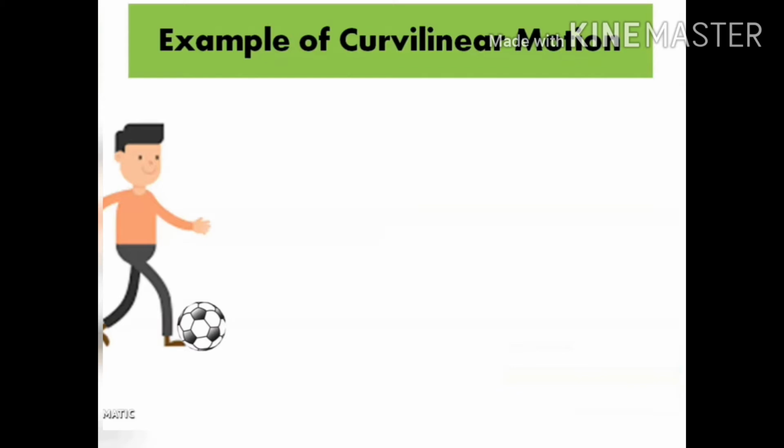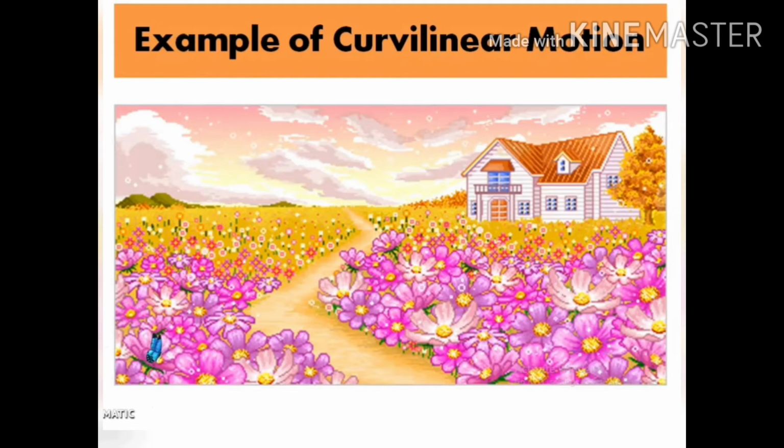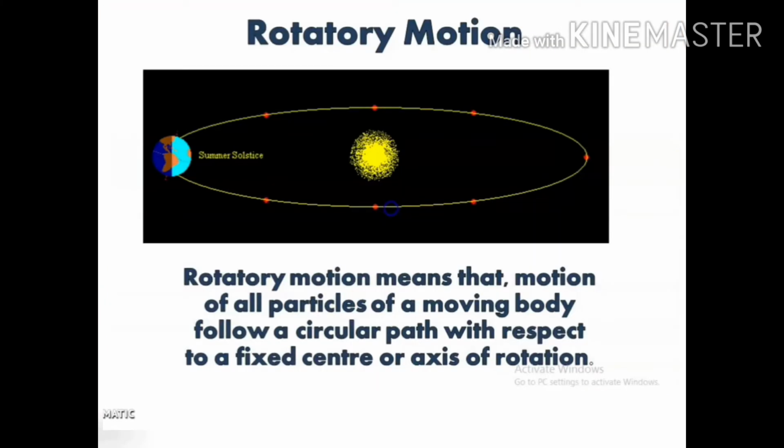Example of curvilinear motion. Observe the motion of a ball. The ball moving along a curved path. So this is an example of curvilinear motion. Next, let us see another example. Observe the motion of a butterfly. The butterfly moving along a curved path from one flower to another flower for nectar. Movement of tape in a tape recorder. These are curvilinear motion examples.